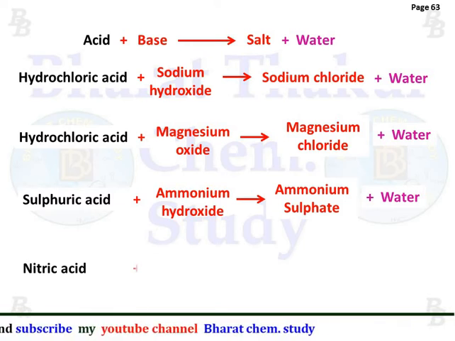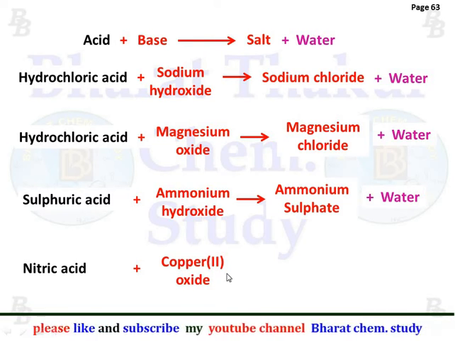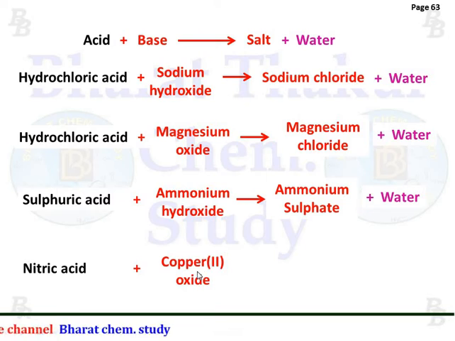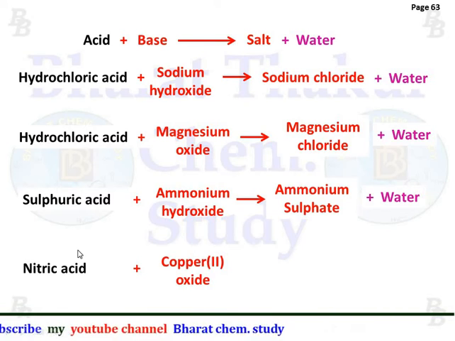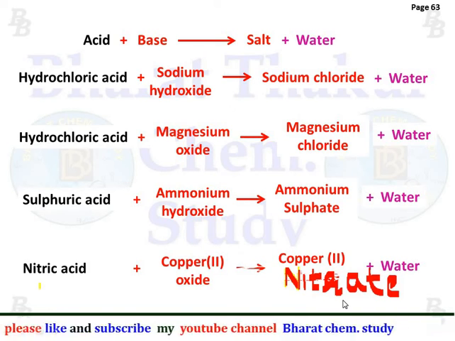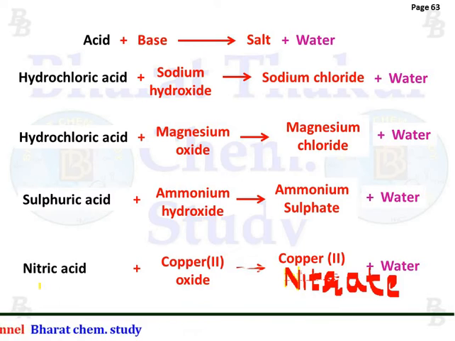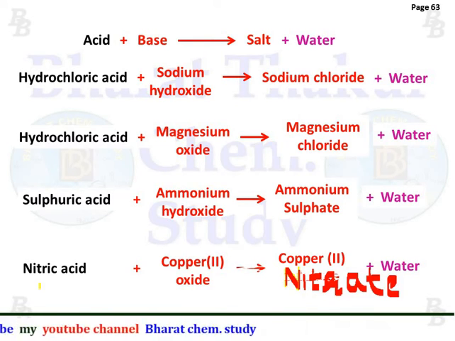When nitric acid reacts with a base like copper 2 oxide, we write 2 because the valency of copper is 2 in this oxide. So when copper 2 oxide reacts with nitric acid, again in the name of the salt the metal is copper, and from nitric acid the negative part is nitrate. The salt formed is copper nitrate, and water is formed. So these are the chemical reactions when a base reacts with an acid, whether they are metal hydroxides or metal oxides.